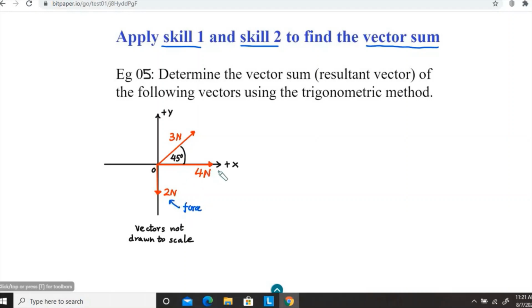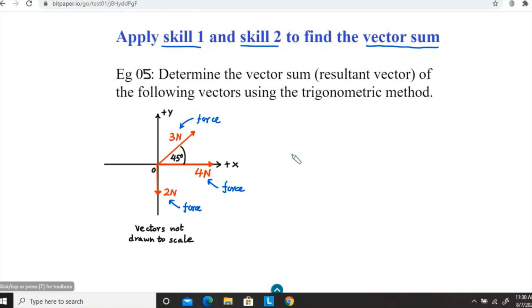Then there's a 4 Newton force in the positive x direction. That's again a force. And then there's a 3 Newton force that makes a 45-degree angle with the positive x-axis, and the 3 Newton force is in the first quadrant. That's also a force. So now how are we going to find the resultant vector in this case? The first thing I'm going to do is resolve this 3 Newton force into its perpendicular components, that is its component along the x-axis and the component along the y-axis.